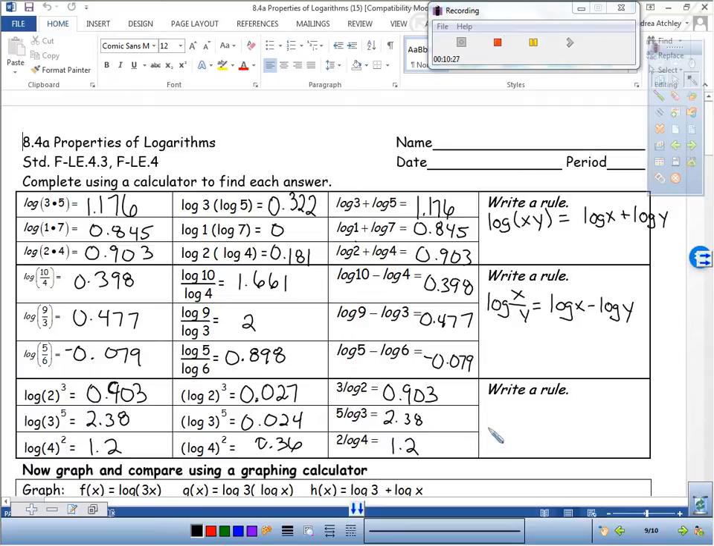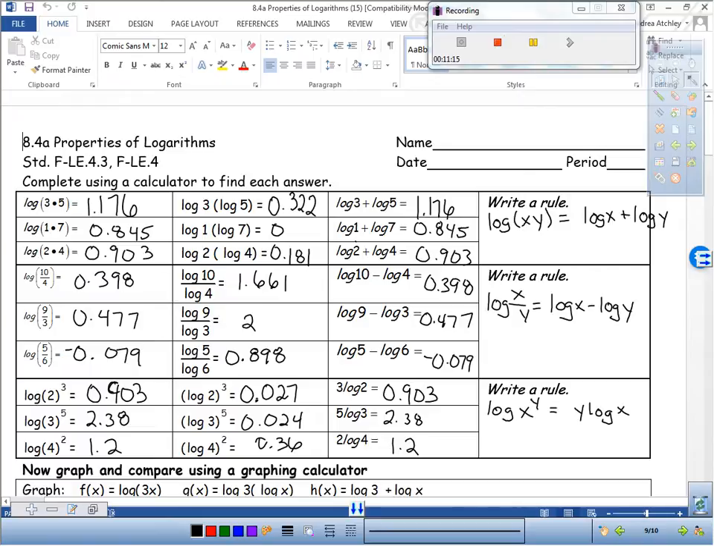Okay, the next one then. Does anyone have that one? Okay, so I can take that exponent that was there, and instead of doing the power of that number, I can multiply the whole thing, the log of that number, times the exponent. The log of x to the y is the same as y times the log of x. Any questions over that?